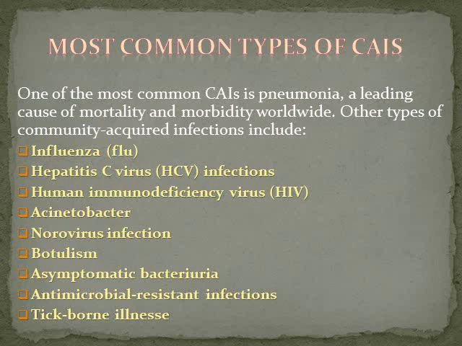The most common types of community acquired infection بنقول one of the most common community acquired and morbidity worldwide. Other types of community acquired infections include influenza, hepatitis C virus, human immunodeficiency virus, acinetobacter, norovirus infections, botulism, asymptomatic bacteria, antimicrobial resistant infection, tick-borne illness.